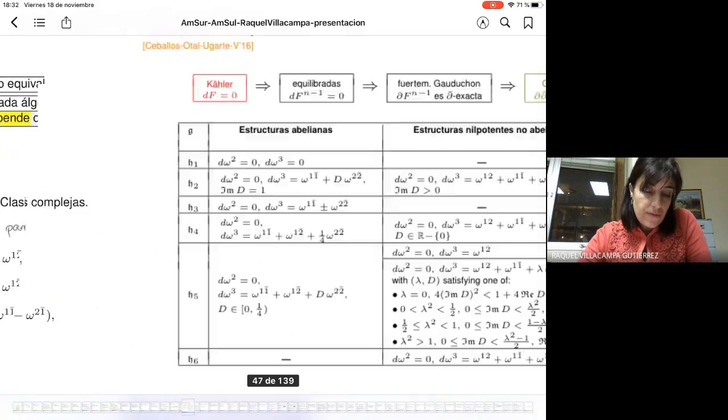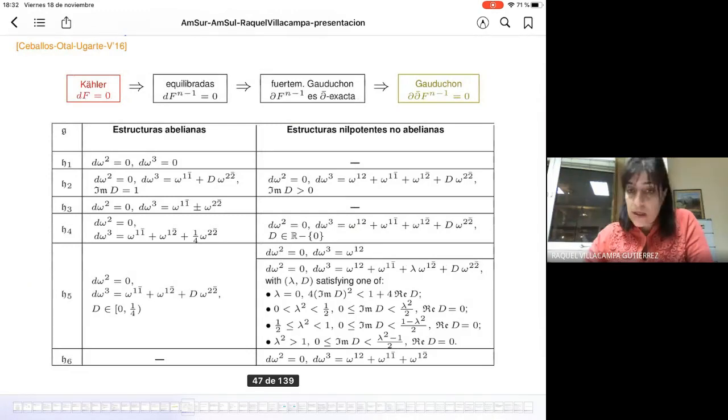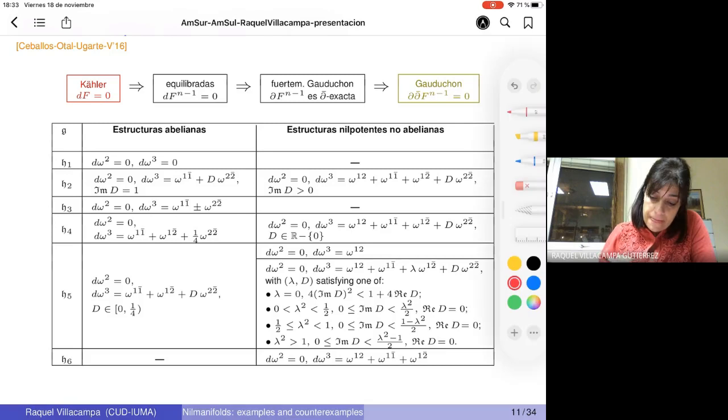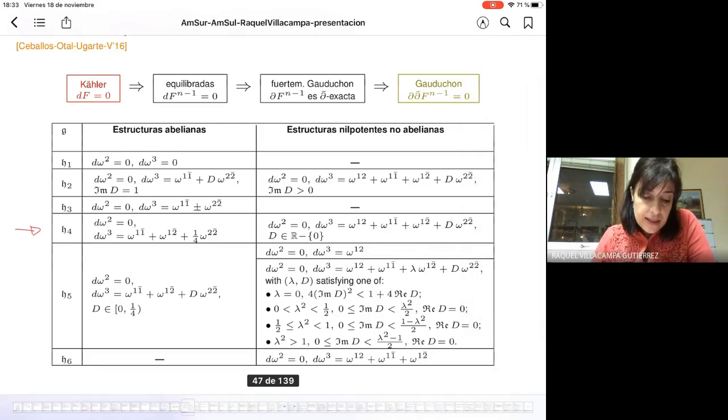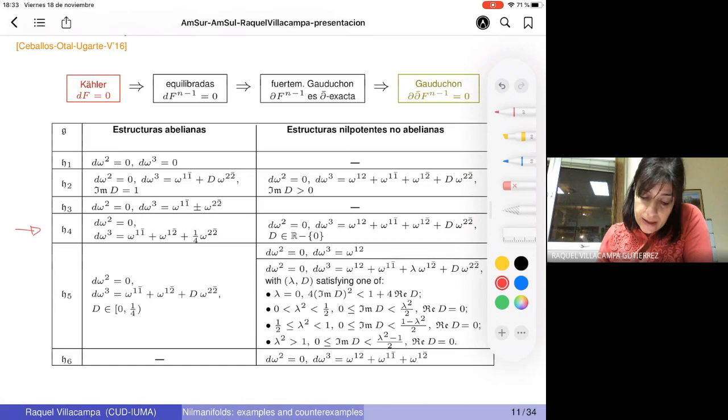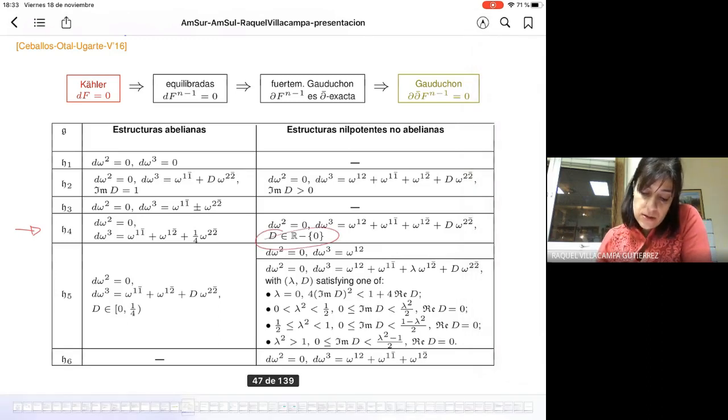So, for instance, focusing only on abelian complex structures, we obtain this classification here. I want to focus on H4. Observe that here we obtain one abelian structure and infinitely many non-isomorphic non-abelian complex structures, all of them depending on a real parameter.